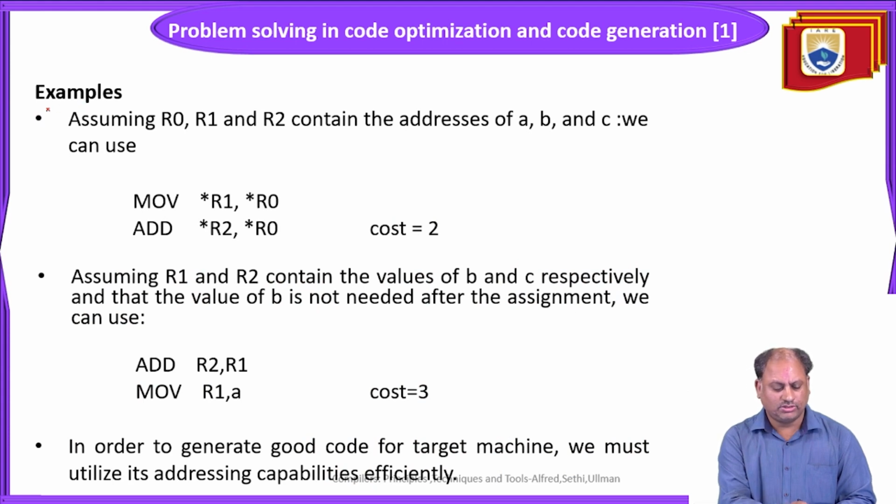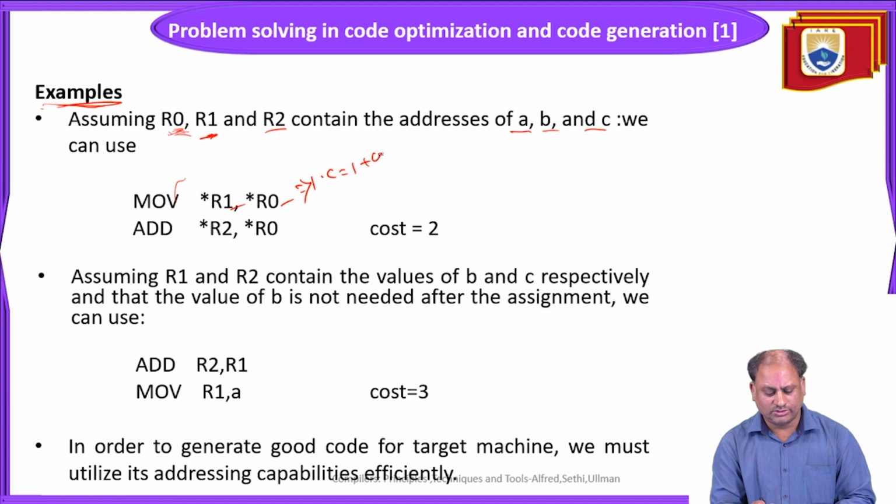Here, suppose in this example we assume some registers R1, R2, and the addresses A, B, and C. In these two cases, what is the cost associated? Here the instruction cost is 1 plus 0 plus 0, so that's why it is 1. In this case also, instruction cost equals 1 plus 0 plus 0, here also 1. Now the total cost is 2.